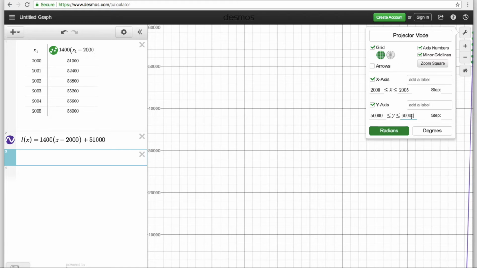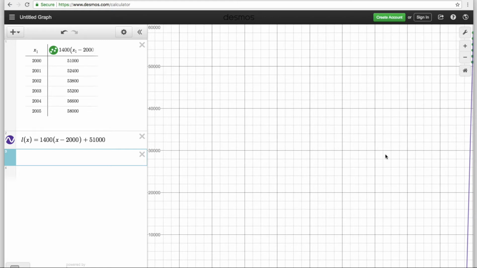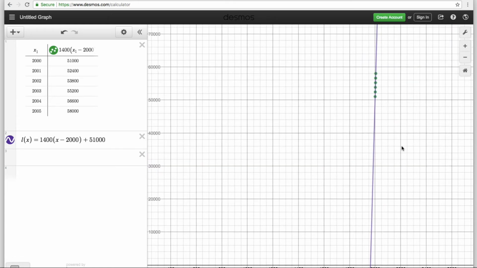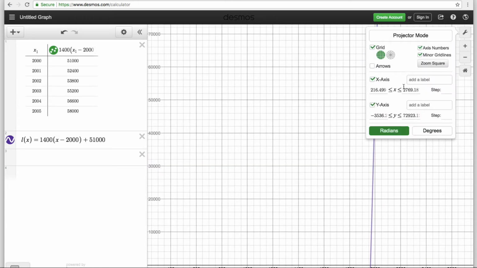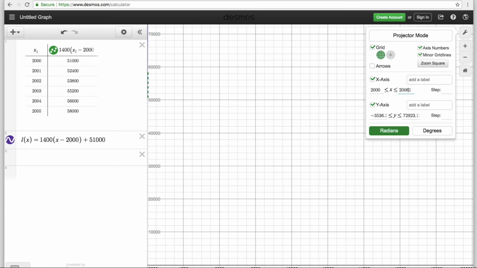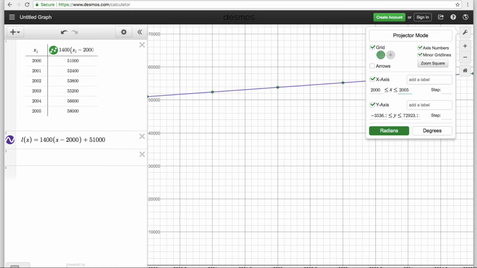50,000 to 60,000. Make sure I have all the right number of zeros here. Huh. Sometimes it does that kind of business. Well, there's my graph. I'm going to go back and change that x-axis again to 2000 to 2006 or 2005. There we go. Now we can see that.